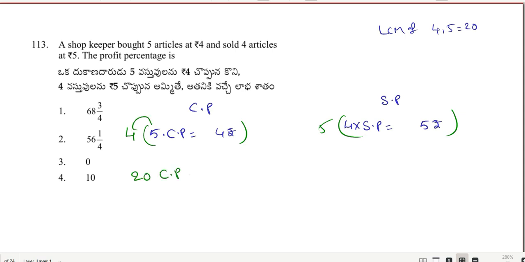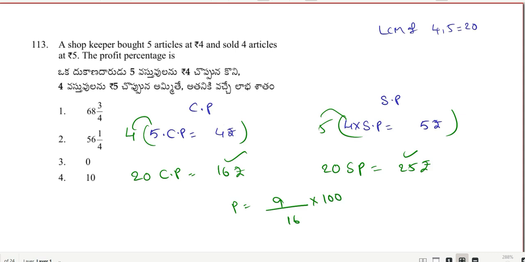20 cost price, that means cost price of 20 articles is what? 4 4s are 16, that we get. Okay, so selling price of 20 is equal to 25 rupees. So here, what is the profit? Profit we get as 25 minus 16, that is 9, by cost price 16, into 100. So 4 4s are 16, 4 25s are 100, 25 9s are 225, that is 225 by 4. If you convert it into mixed fraction, this will be 56 whole 1 by 4 percentage. That is, the second option is the correct one.